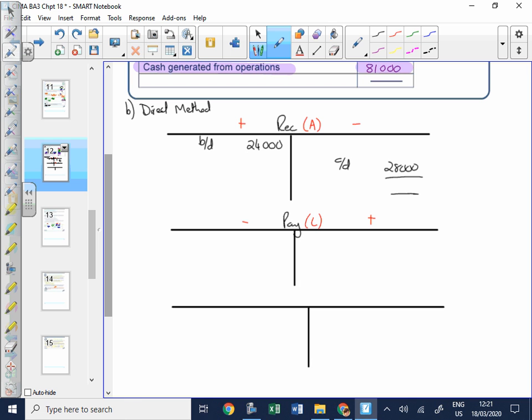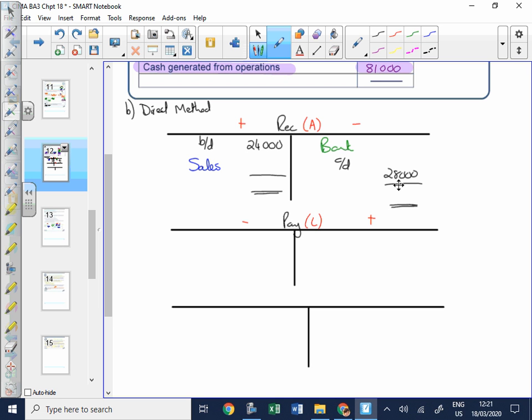Now, what goes into the receivables account? The things that make receivables go up is sales. Now this could be all sales because we don't know how much is cash. What could make receivables go down is when we receive money or we write off a credit loss. But you'll see this information doesn't have credit losses. If you did have credit losses, you would just put them in.